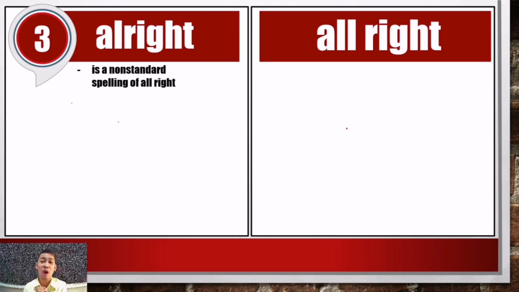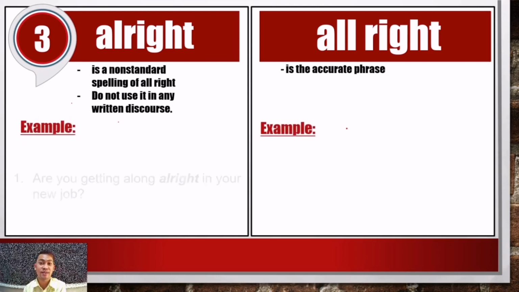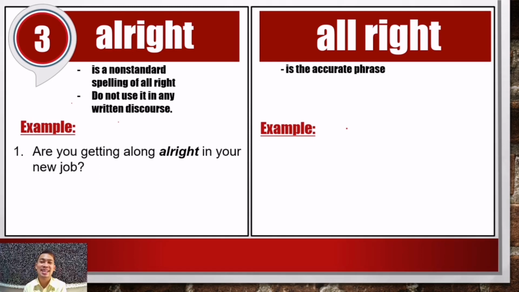So the word alright as one word is a non-standard spelling of all right. So meaning, we shouldn't use that in any written discourse. Hindi po pwede nating isulat ang word na alright as one word in any formal composition. So that would only mean that the word all right as two words is the accepted and accurate spelling. Alright? So let us have here examples.